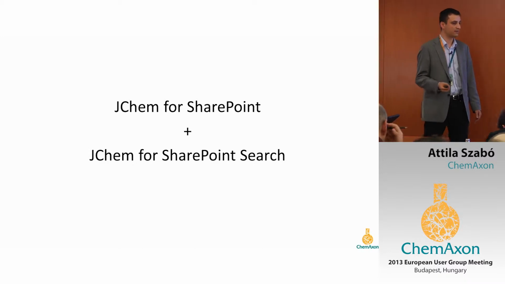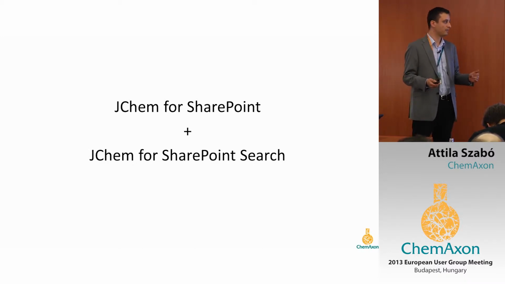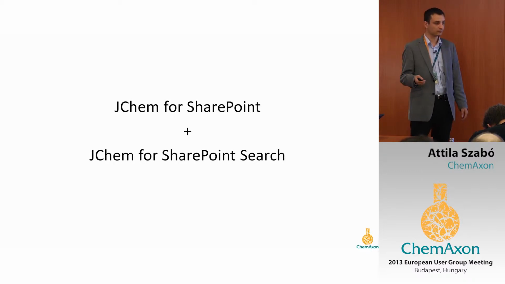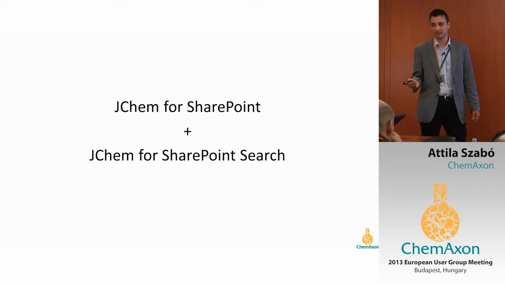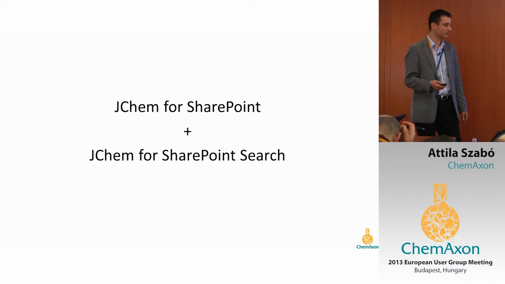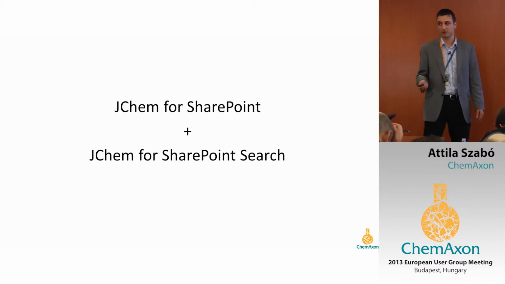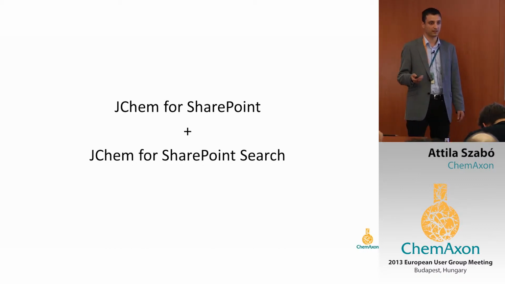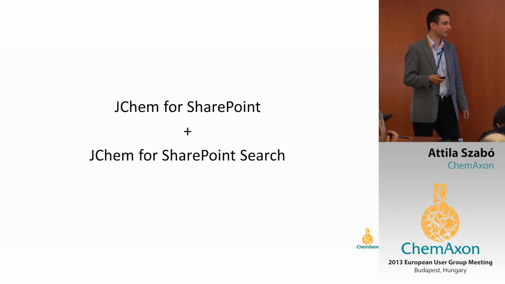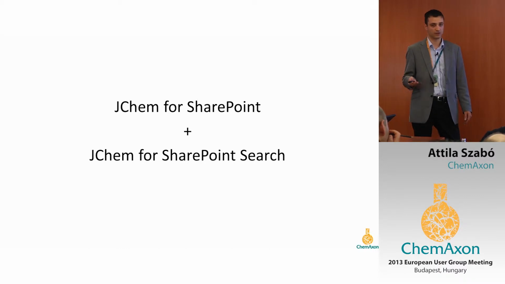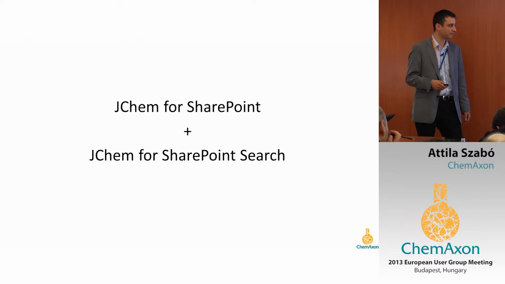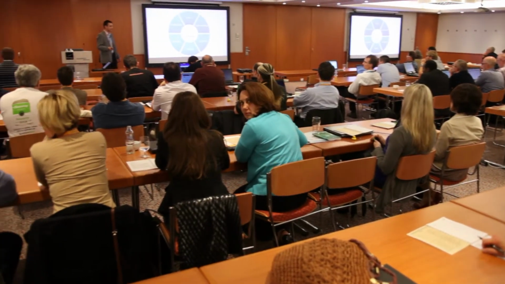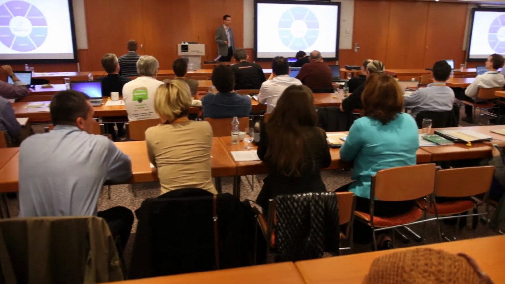This manifests in two main areas. One is JChem for SharePoint, which is responsible for enriching SharePoint sites with chemical structures, and JChem for SharePoint Search, which is an extension to the built-in SharePoint search engine, and it allows you to search different structure representations on SharePoint content.